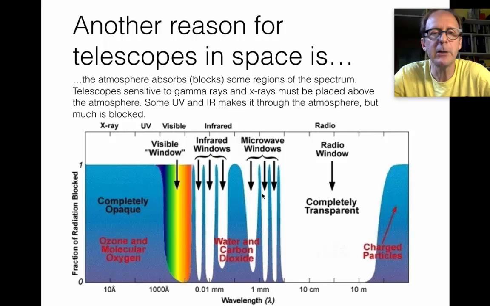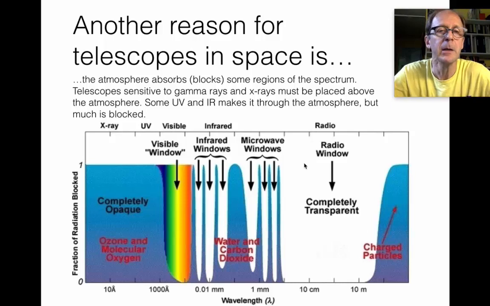Same thing in the microwave portion of the spectrum. There are microwave frequencies or wavelengths that make it through, others that don't. Radio waves, the atmosphere is completely transparent to radio waves, and so radio telescopes can be on the ground. But if you want to have a telescope that will receive and make images using X-rays or ultraviolet, you've got to launch them into space. And then there are also space telescopes that observe in infrared light to avoid all the problems here.